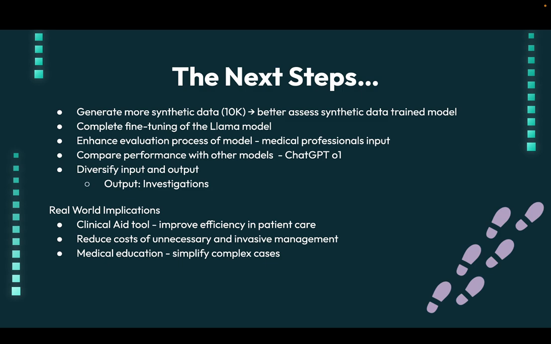And we'd also like to compare the performance with other models, so not just the Llama model, but also ChatGPT o1, and see whether the responses are more detailed or less and how that compares. It would also be interesting to diversify the input and output. So instead of just giving the examination, history and investigations as input, we could ask it for some of these in the output. For example, just give the history and examination and ask the model to then think of investigations. And that might be useful in the future as well, of reducing the amount of unnecessary tests or investigations that we order.